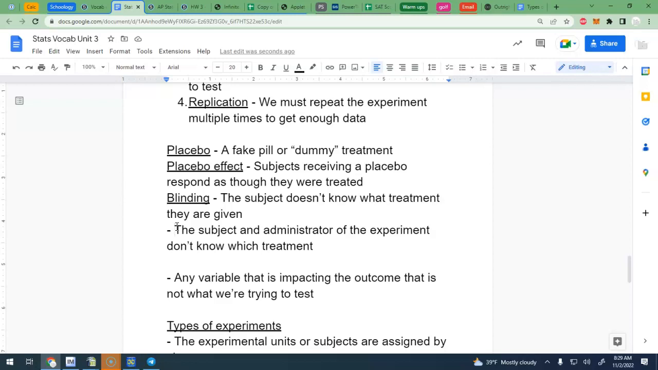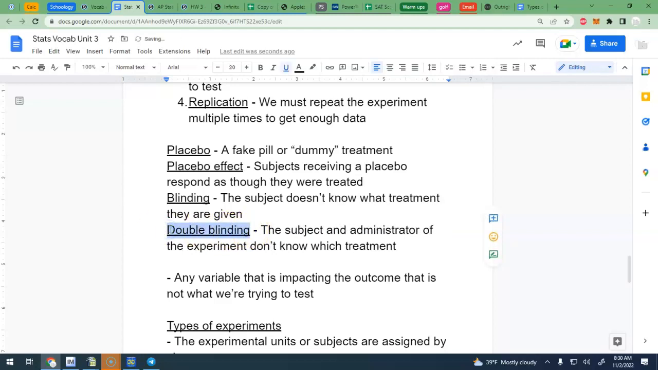Okay, word on the board. Placebo effect. So this way I'm not tricked into thinking something happened that didn't. The idea is the subject doesn't know what they're given, so you have no bias. You have no, oh, I got the real pill, so I'm probably gonna feel better, or I didn't get the real pill, so I'm not gonna feel better. Because that's powerful. The subject and the administrator don't know which treatment. Double blinding.